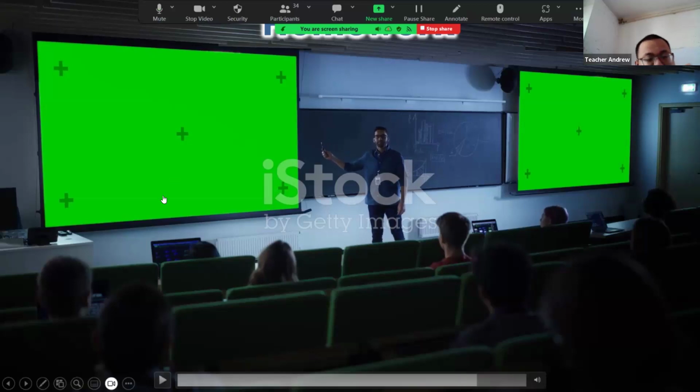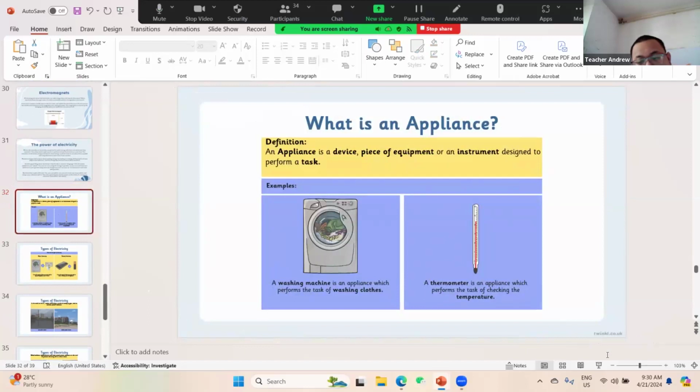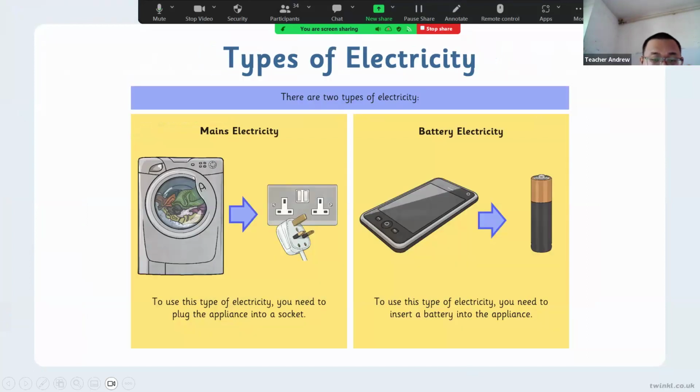All right, so let's carry on with this now. So what is an appliance? An appliance is a device or a piece of equipment or an instrument designed to perform a task. For example, a washing machine is an appliance which performs the task of washing clothes. A thermometer is an appliance which performs the task of taking temperature. And there are two types of electricity. One is the mains and one is battery power. To use mains electricity, we have to use a plug and plug into a socket, all right?